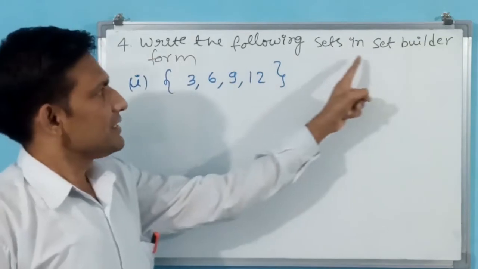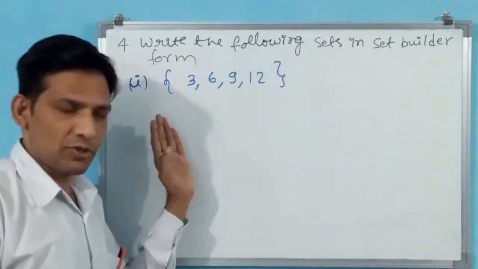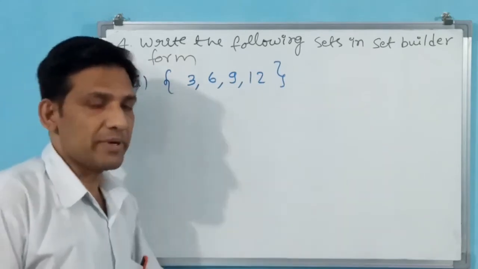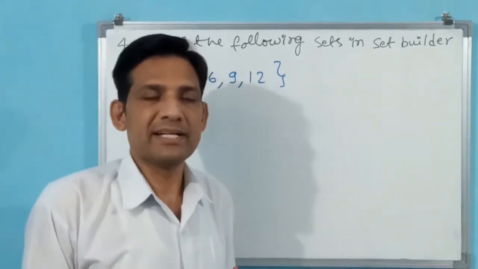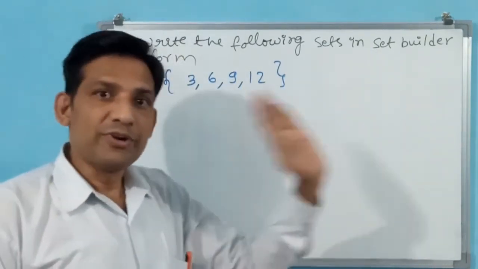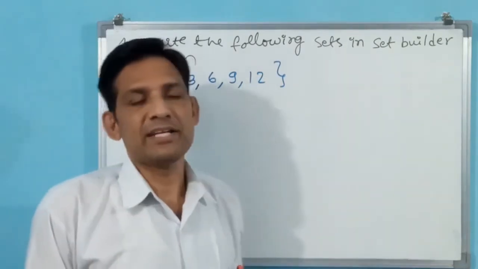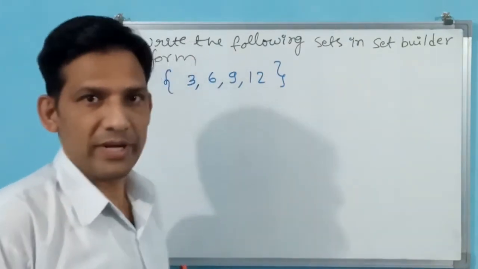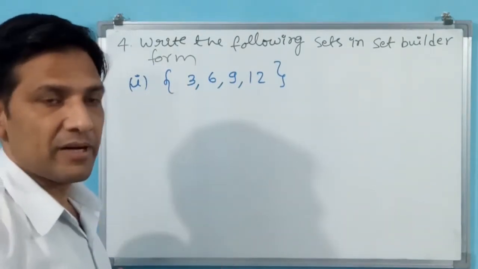Write the following sets in set builder form. This is in roster form, and we have to write it in set builder form. What do we know about set builder form? Set builder form contains a statement. Separate elements are not going to come. We have to write like a statement. Let us see how we are going to write this roster form set in set builder form.